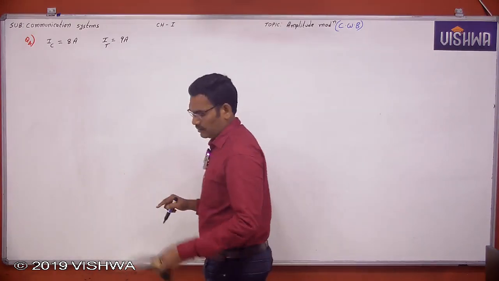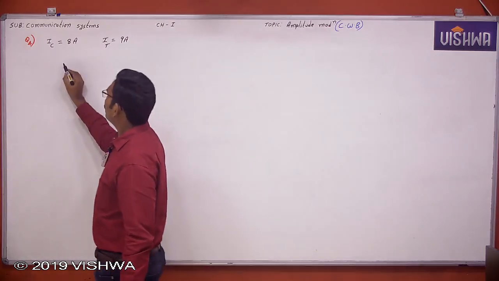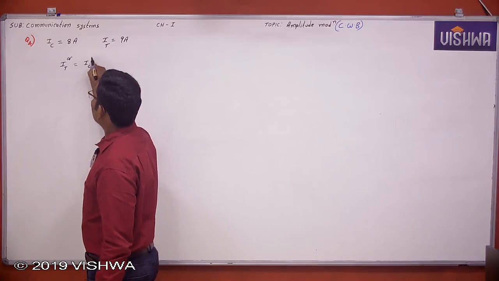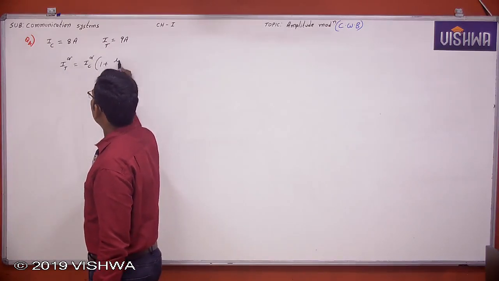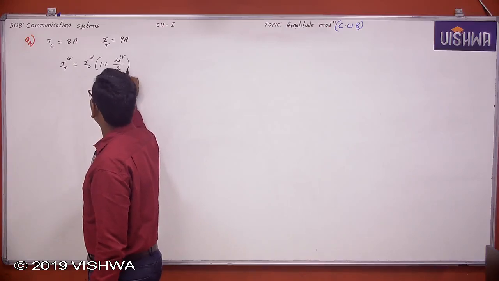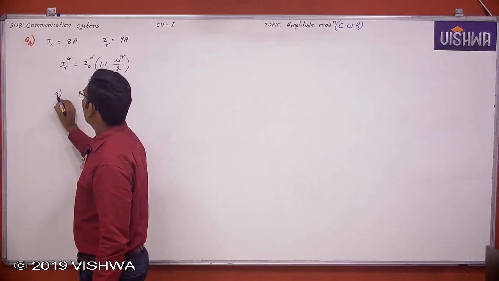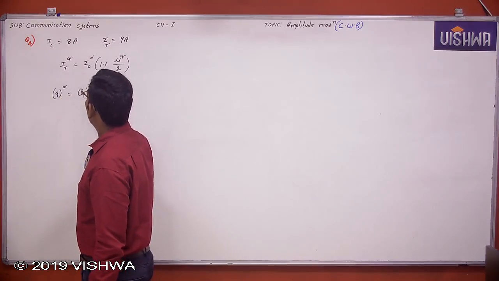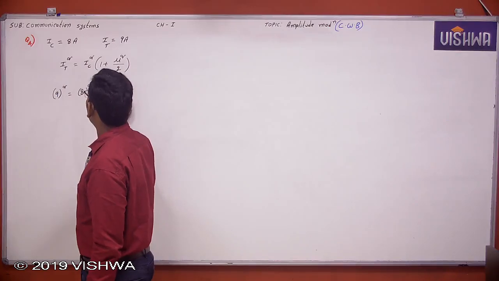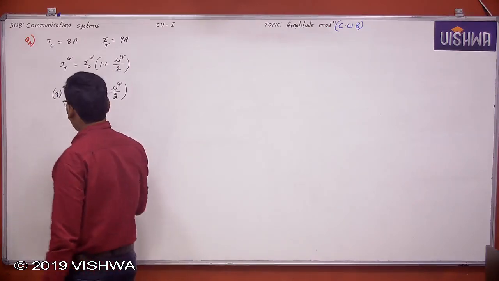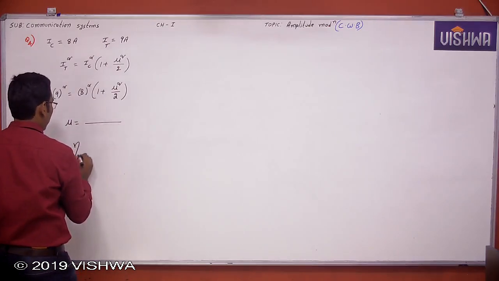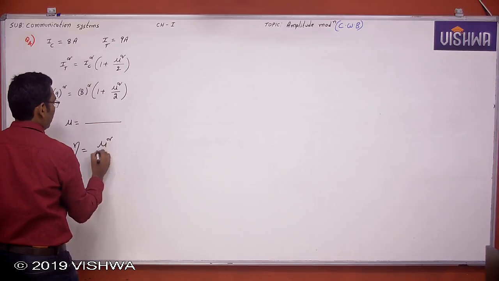He is asking the modulation efficiency. So you know that IT square is equal to IC square into 1 plus mu square by 2. Which is 9 square equal to 8 square into 1 plus mu square by 2. From here we can find the modulation index. Then what is the power efficiency? Mu square by 2 plus mu square. Everything is available.